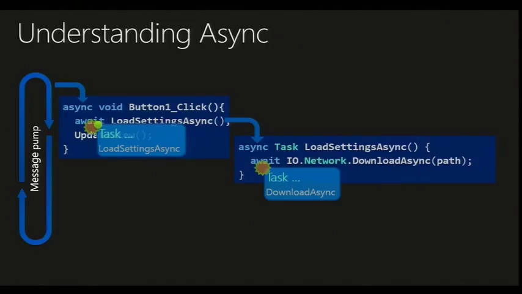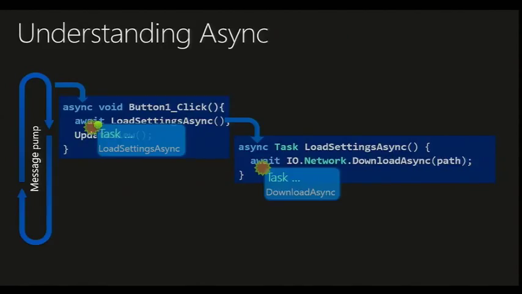Let's state this very clearly because that's the most important thing about async control flow. At the first await in a method, control flow returns back to the caller. Well, here we are in the caller inside async void button click. It called load settings async. That was a task returning method. So we have a task object here and then we await it.